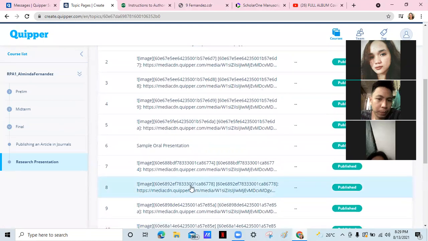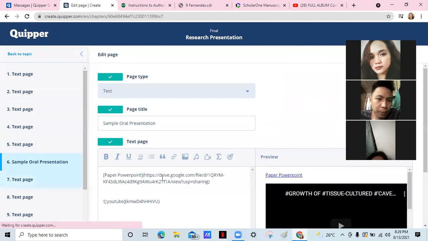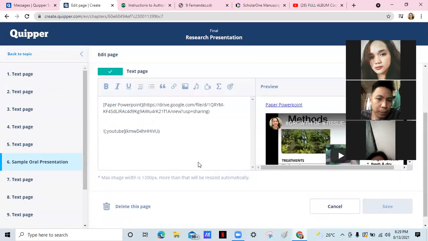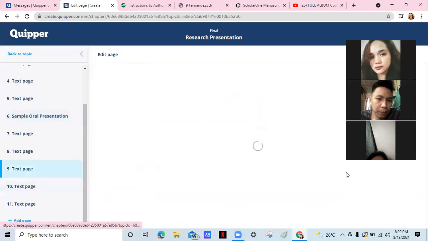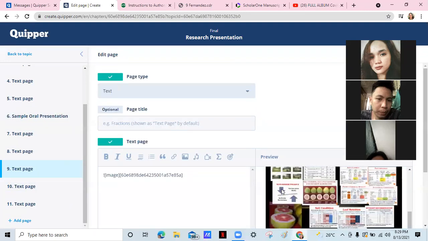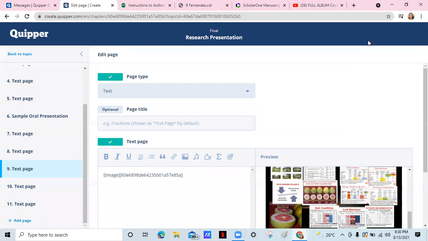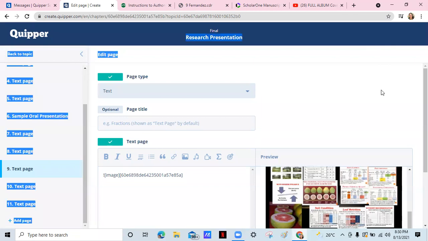So if I remember it right, nahuman man nato, no? Tama ba ko? Yung mga PowerPoints at saka posters. So lahat na show man ako, and also kabalo naman mo magbuhat sa poster, 'di ba? Sa PowerPoint. Tama ba ko? Yes, ma'am.